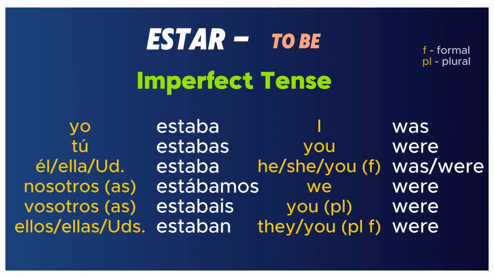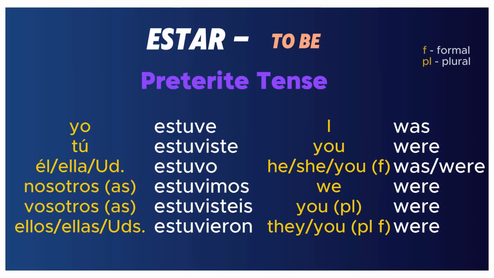Yo estaba. Tú estabas. Él, ella o usted estaba. Nosotros, nosotras estábamos. Vosotros, vosotras estabais. Ellos, ellas, ustedes estaban. And now let's conjugate estar in the preterite tense. Yo estuve. Tú estuviste. Él, ella o usted estuvo. Nosotros, nosotras estuvimos. Vosotros, vosotras estuvisteis. Ellos, ellas o ustedes estuvieron.